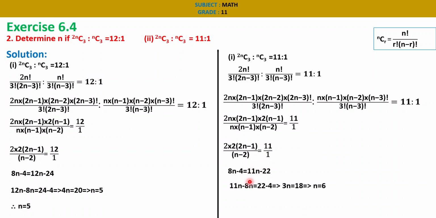Transposing variables to one side and constant to one side, we will get 11n minus 8n is equal to 22 minus 4. That is 3n is equal to 18. That is n is equal to 18 by 3, that is 6. Therefore n is equal to 6.